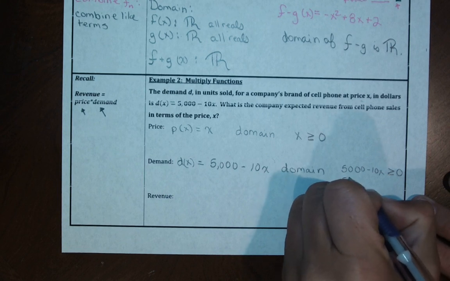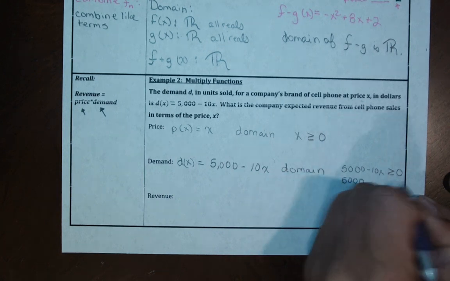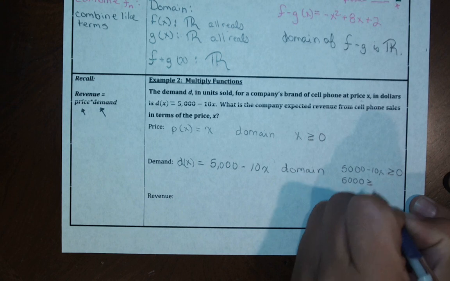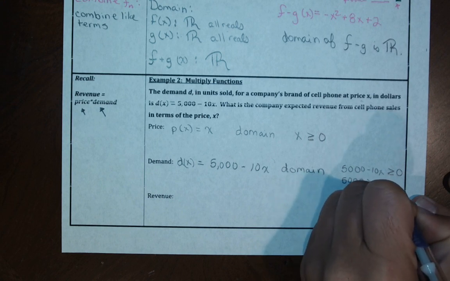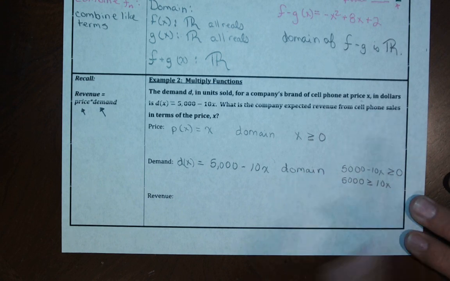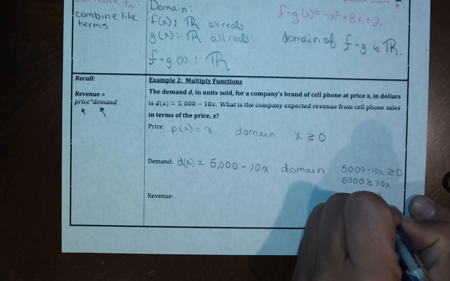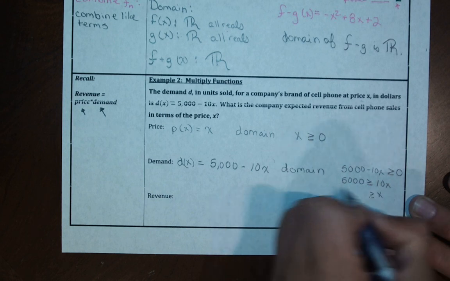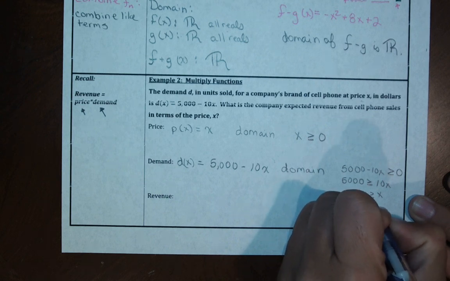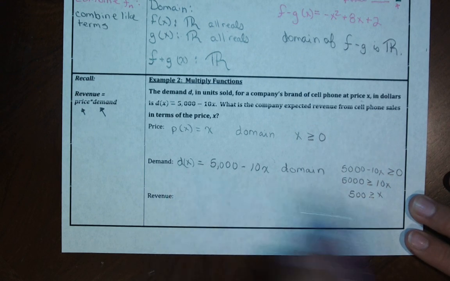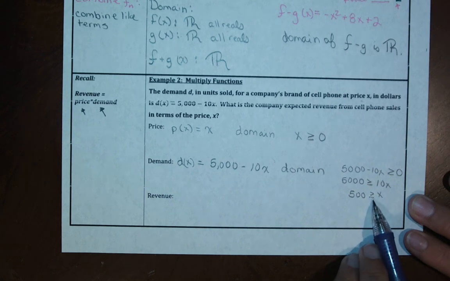So I'm going to say 5,000, I'm going to add 10X to both sides, is greater than or equal to 10X. And I want to get X alone, so I'll divide both sides by 10. If I divide this side by 10, I get X. Divide this side by 10, I get 500. So the domain is X is less than or equal to 500.